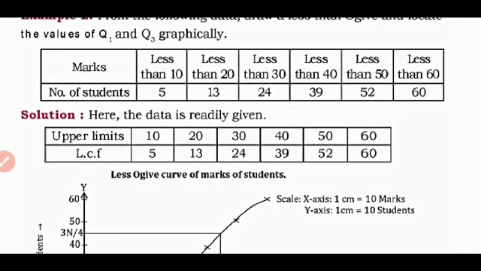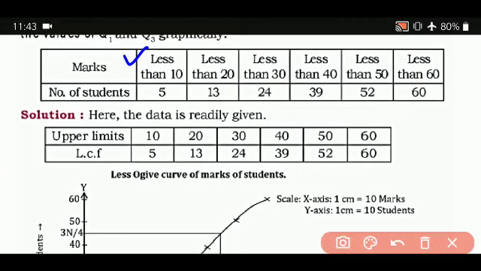So we will see what information is given here. The question says marks less than 10, less than 20, 30, 40, 50 and 60. Here let us check number of students. Is it the ready-made LCF or only F is given? 5, 13, 24, 39, 52, 60. Yes, it is in ascending order. So ready-made LCF also is given to you. You only have to take the points, take the values and plot the graph.